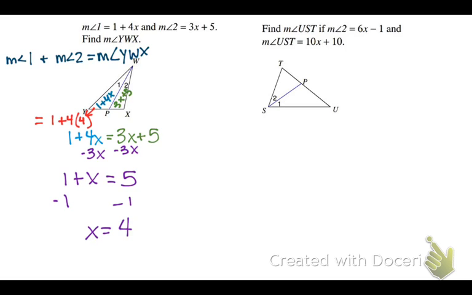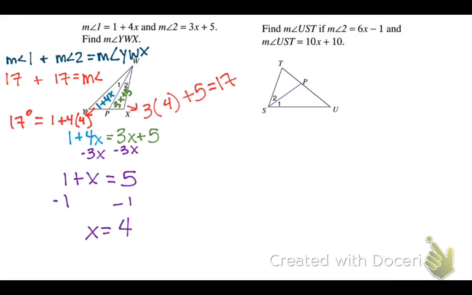What's 4 times 4? I'm writing in red over here. What's 4 times 4? 16 plus 1 is 17. So I know the measure of angle 1 is 17 degrees. Technically, how much should the measure of angle 2 be? 17, but we can always check. What's 3 times 4? 12 plus 5 is 17, so that one's good.